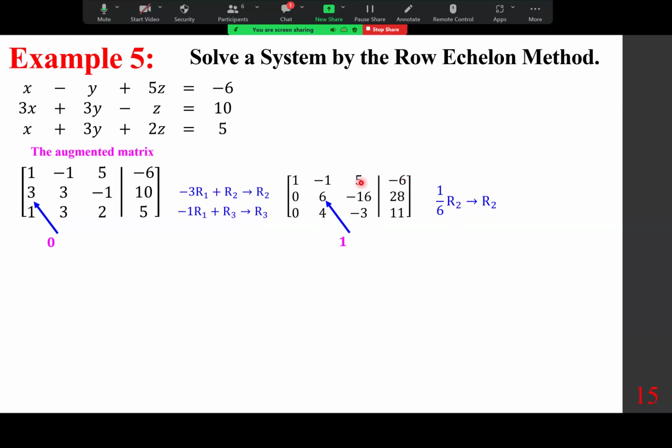So the first row and the third row don't change. This one, 0 divided by 6 makes no difference, doesn't change. 6 becomes 1. Minus 16 over 6, or minus 8/3. 28 over 6, or 14/3. So we've divided this second row by number 6, and we got this new row. Okay, everybody?